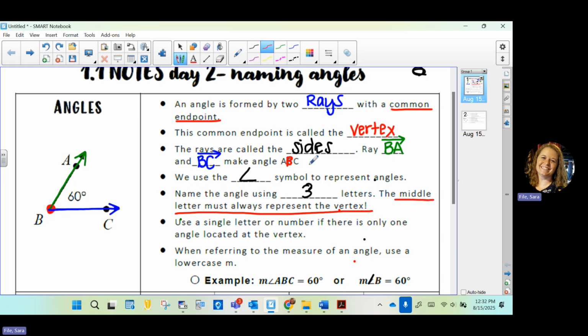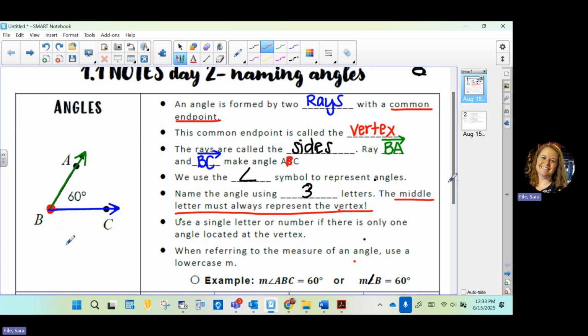I highlighted that B in red here because B was the vertex, so B was in the middle. Now they went ABC. I always suggest tracing when you're naming an angle, trace in the order of the letters, connect the dots. So A, B, C, I traced the angle. Is there another way I could trace that angle? Could I go backwards? C, B, A, is that the same angle? Yeah. It doesn't matter the direction that you go in the order of the letters as long as the vertex is in the middle.